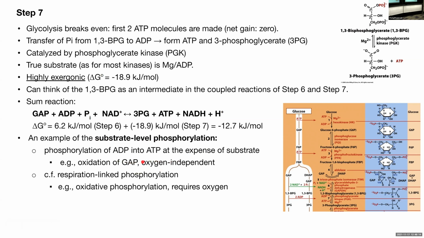And this is an example again, the oxidation of GAP, which does not require oxygen, but there's another kind of phosphorylation, which is respiration-linked phosphorylation, where it actually requires oxygen. So it's going to be oxidative phosphorylation, meaning that it uses oxygen, and the substrate isn't involved there in many cases.